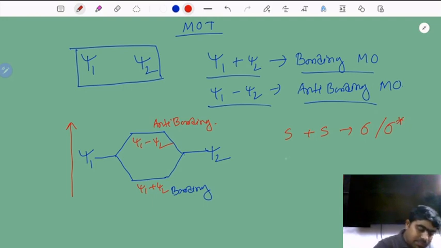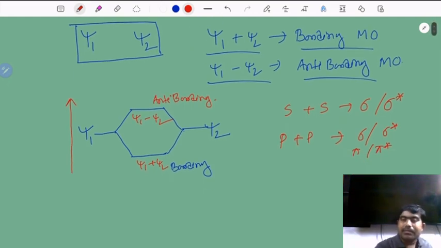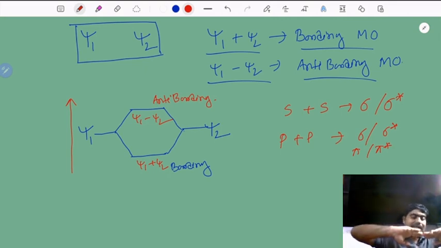Similarly, suppose you have two p orbitals, one p plus another p. We know p can make sigma, then sigma star, pi, and pi star. So they can make sigma, sigma star, pi, pi star. Now the question is when they make sigma and when they make pi. If the two atomic orbitals overlap along their axis, that is called sigma. If they overlap sideways, they are called pi. Understand? So p orbitals have the ability to make sigma as well as pi.